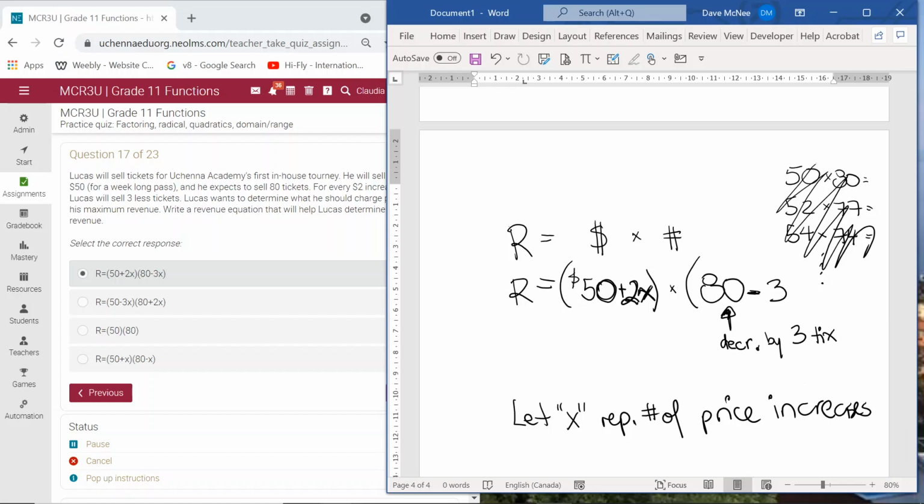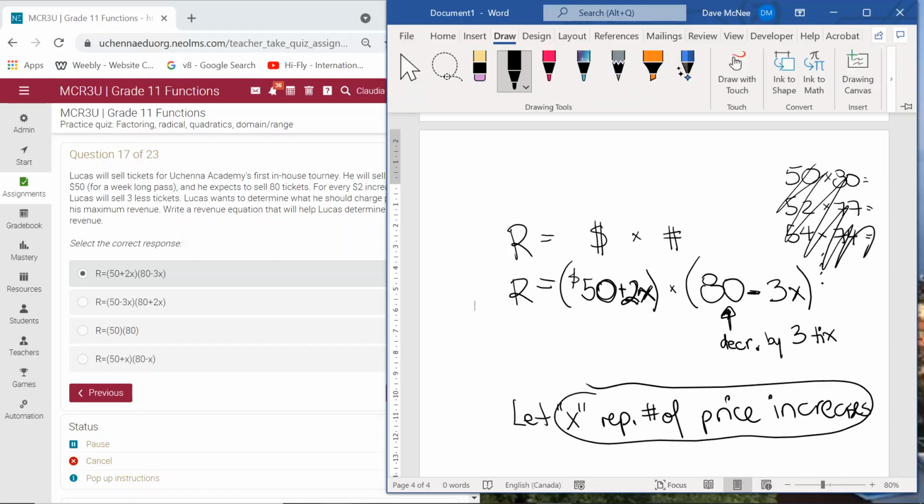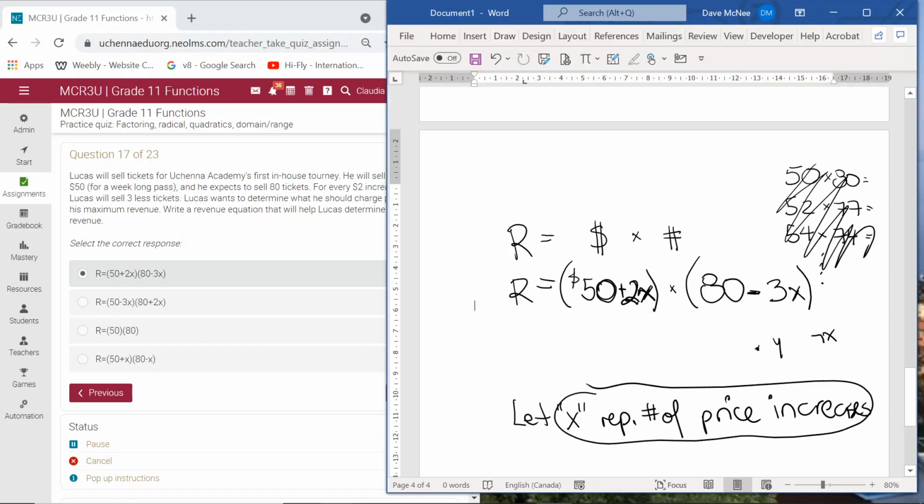And how many times is this going to happen? We don't know. It's going to happen X times, X being the number of price increases, so the number of times he increases the price. And that's it. This is the entire equation that we want to come up with. It turns out to be a quadratic.